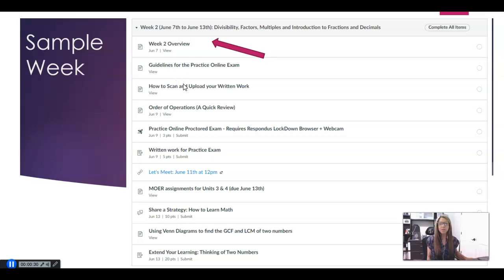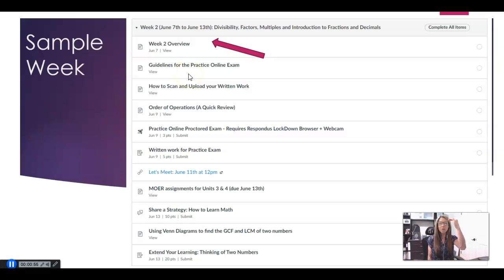You'll notice that the module starts with a week 2 overview. You want to start at the overview because I go into some detail in the overview about all the assignments that are due that week. I will also have a brief video in the overview highlighting whatever the main important fact is for that week, or the main goal of the week, or something that I really want you to focus on for that week. So you want to make sure that you start with the overview.